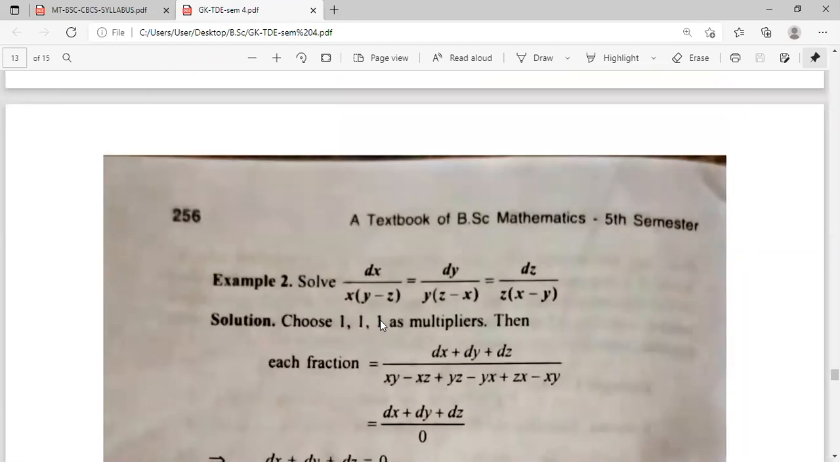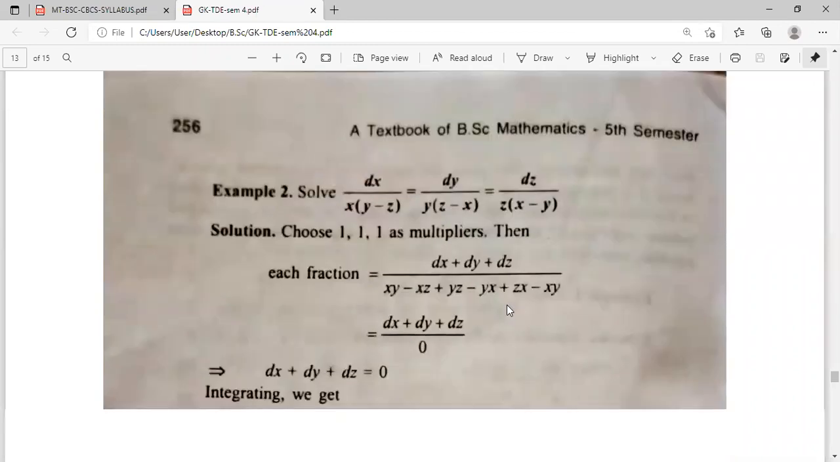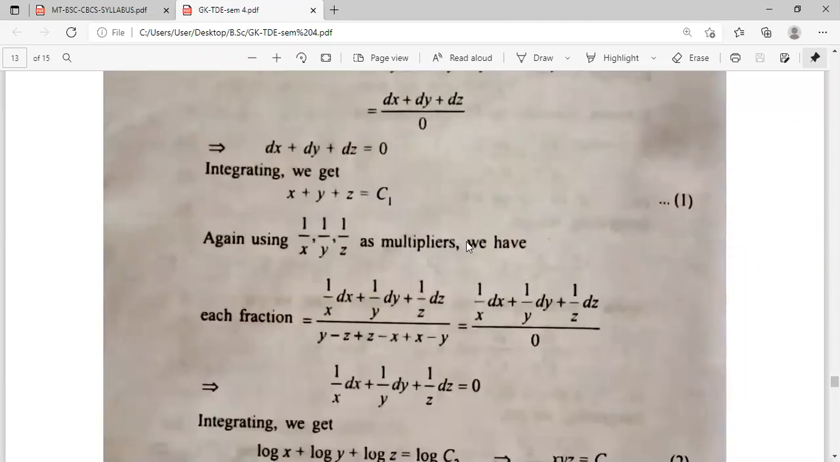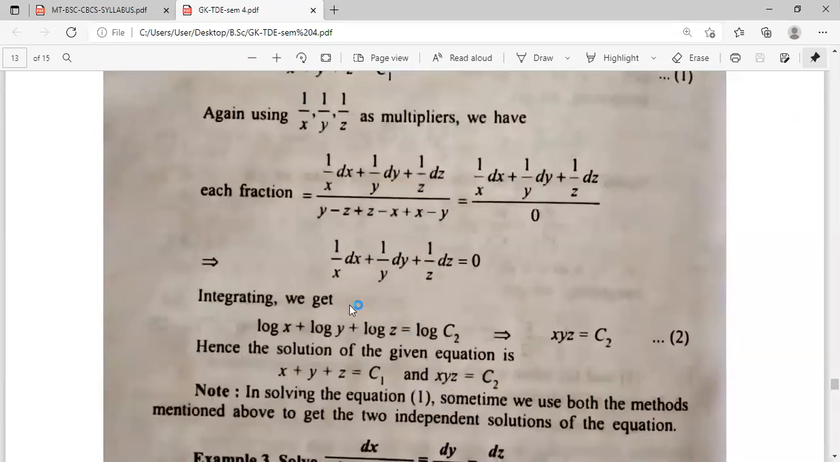The same way, each fraction is equal to 1 by x into dx plus 1 by y into dy plus 1 by z into dz. The same you have to multiply: 1 by x into x means x cancels, we get y minus z. 1 by y into dy, y cancels, z minus x, plus 1 by z into, we get x minus y. Now if you simplify further, that is equal to 0. 1 by x dx plus 1 by y dy plus 1 by z dz equal to 0. Now we have to integrate. If we integrate, we get log x plus log y plus log z equal to log c2.